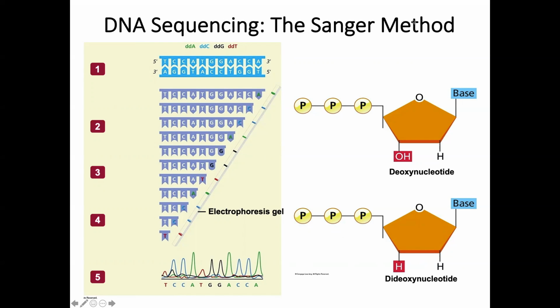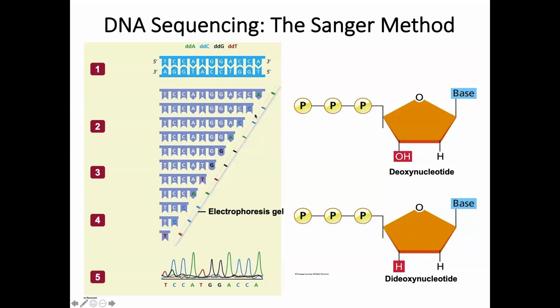The ddNTP does not have the hydroxyl group on the nucleotide sugar, and after incorporation into a newly synthesized DNA strand, further synthesis is stopped, showing these colorful nucleotides, those are ddNTP here. So whenever you insert one there, they will stop.